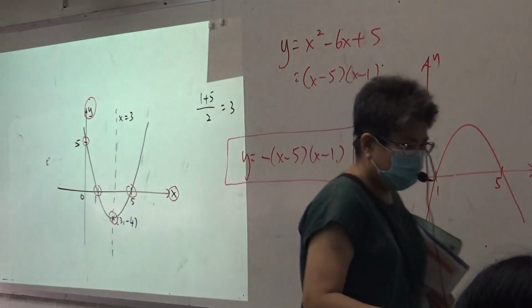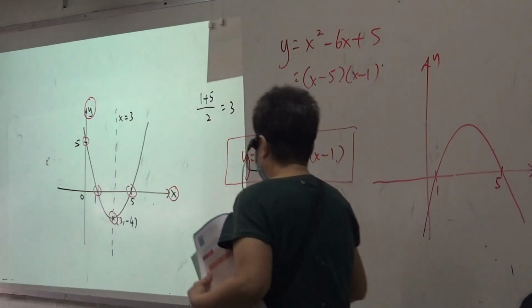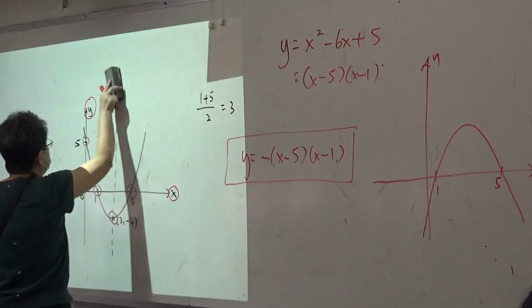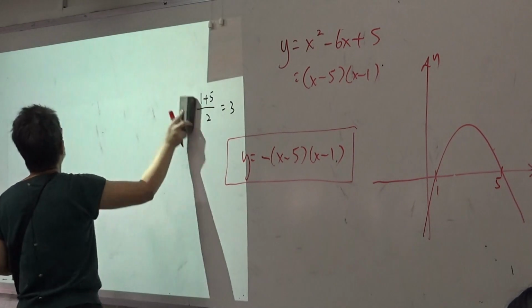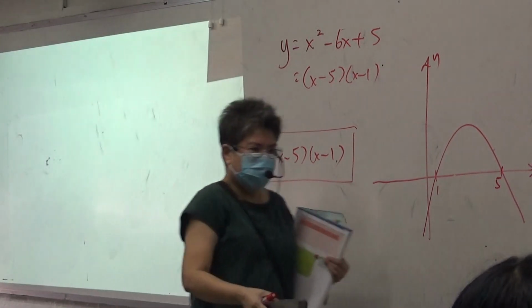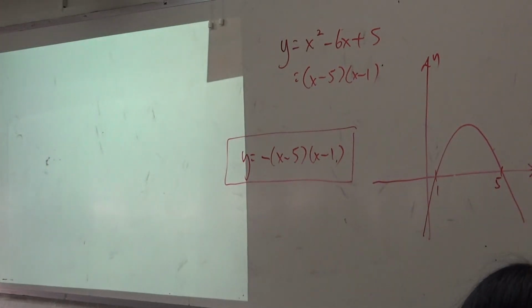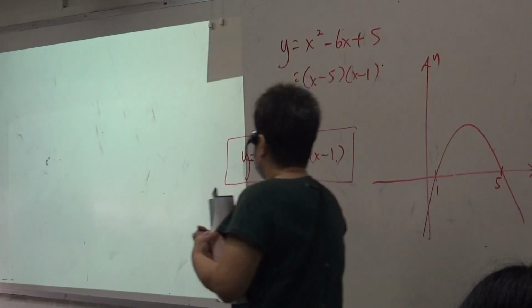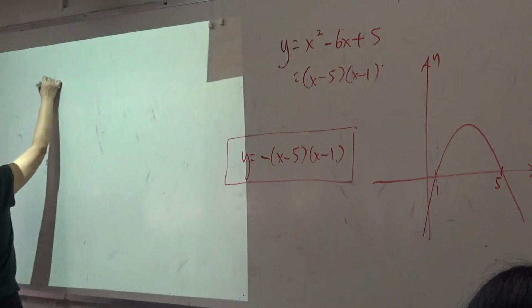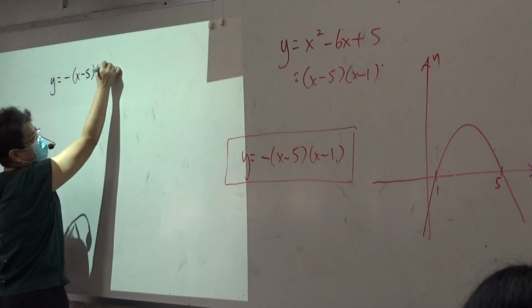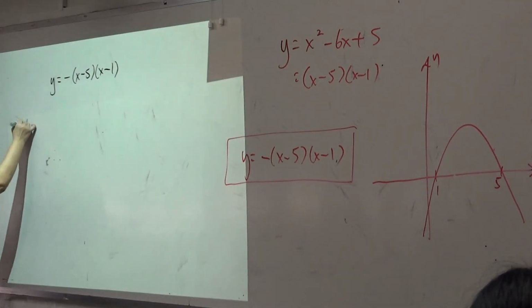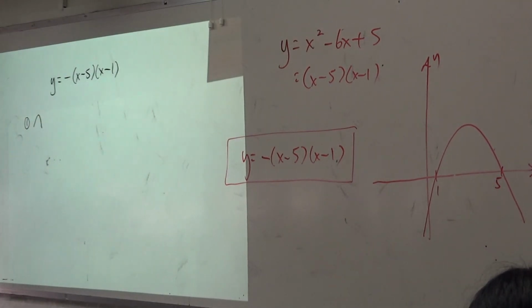Let's say I know this. I know that for that particular graph, okay, I'm going to do this slowly. Okay, the board. Now, if I have this, y equals negative (x minus 5)(x minus 1). Now, everybody knows that it's an M shape, right? Because it's negative x squared, right?